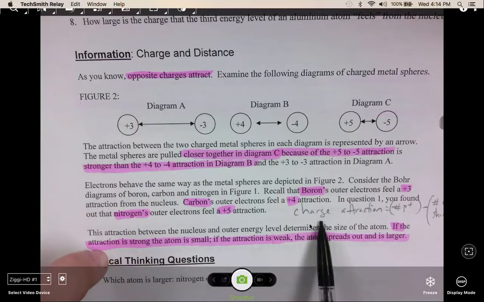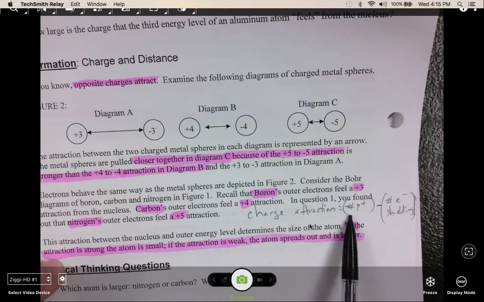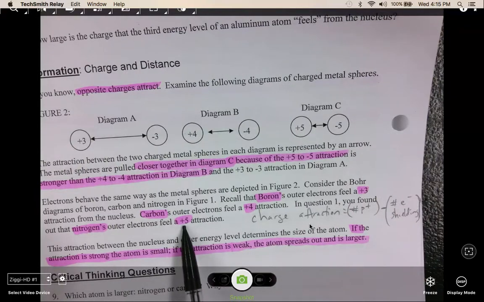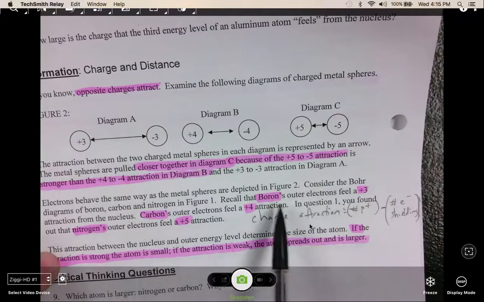Remember, charge attraction is not too hard to calculate. You can remember that the charge attraction equals the number of protons minus the electron shielding, and then all you have to do is compare charge attractions. So the larger charge attraction will be smaller, and the lower charge attraction will be bigger, kind of an inverse relationship. So we know that out of boron, carbon, and nitrogen, nitrogen is the smallest, and that's because it has the largest charge attraction. So now that you know a little bit about charge and distance, you should be able to answer questions 9 through 13.